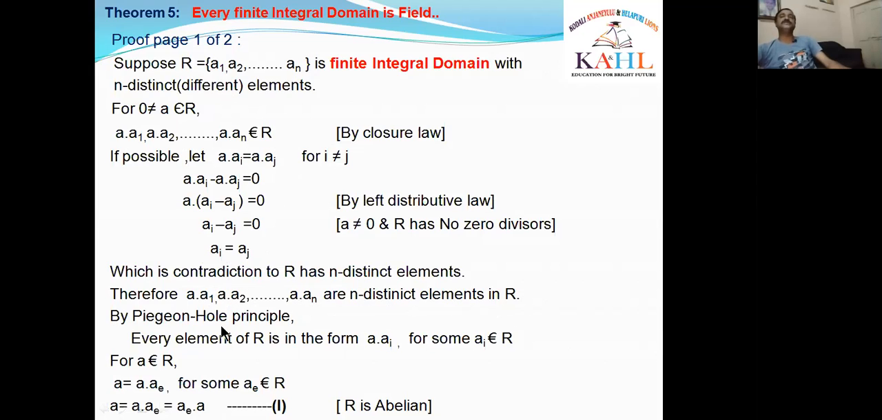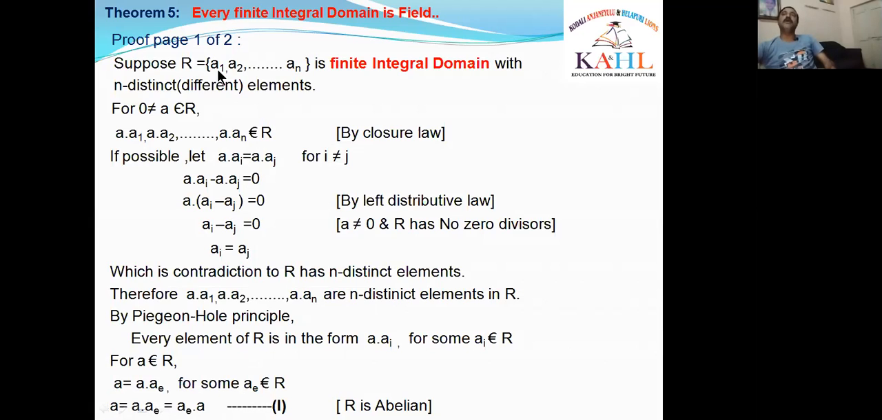Now I am using the pigeonhole principle. You have already learned the pigeonhole principle in the previous year, the second year in the third semester, in group theory. What is the pigeonhole principle? If every object has a capacity of taking one element, then every element occupies only one object. This is the basic fundamental principle of the pigeonhole principle. I am using that.